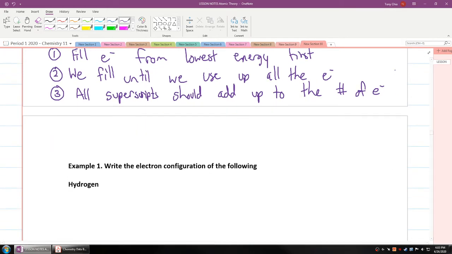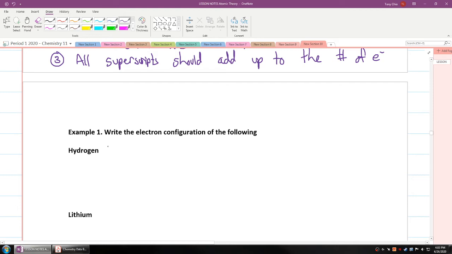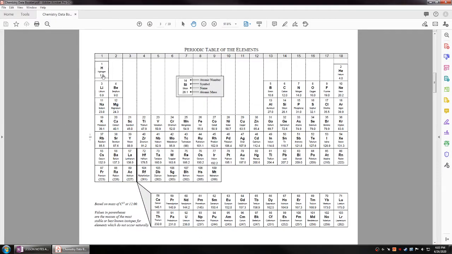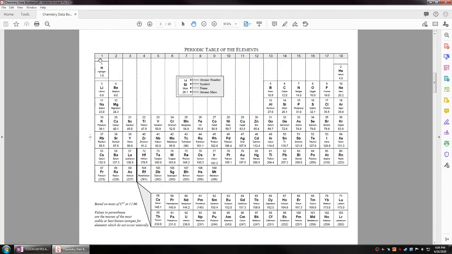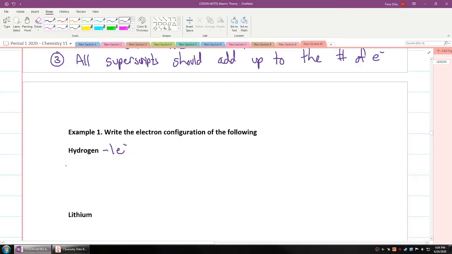So let's practice. Hydrogen only has 1 electron because it is in the top left corner. It has 1 proton as well. Where does that 1 electron reside? If you remember, these right here are the s electrons. So hydrogen's 1 electron resides in the 1s orbital. How many electrons does the 1s orbital have? 1. And this is the electron configuration of hydrogen.